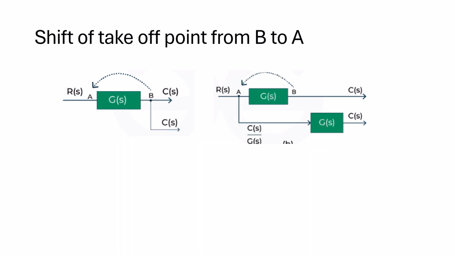We have the reverse also, means if we take the point from B to A, then what we have to do here at B, we have here GS. Here the signal is GS. Now if you take this point before the block, then you have to add gain GS to this part. So that's why if you take off a point from after a block to before a block, then you have to multiply, or you have to add the gain to this part as GS. So this is what we have to do if we take off a point from after a block to before a block.